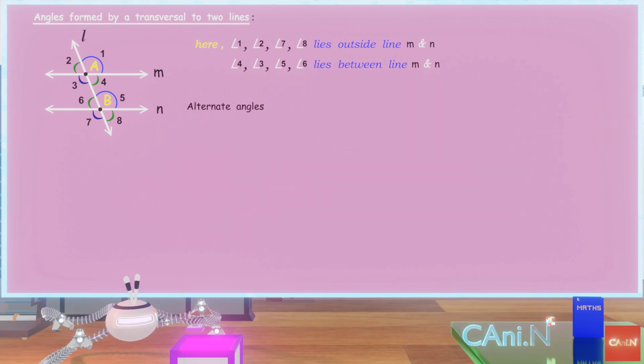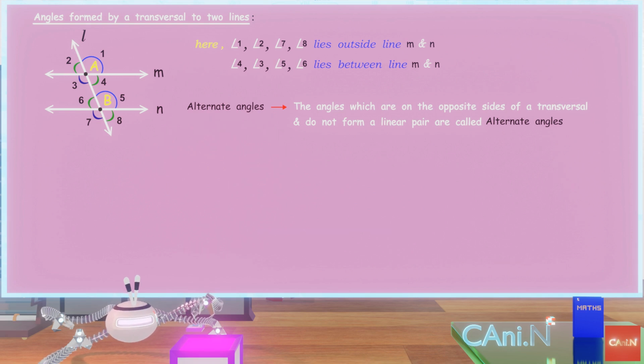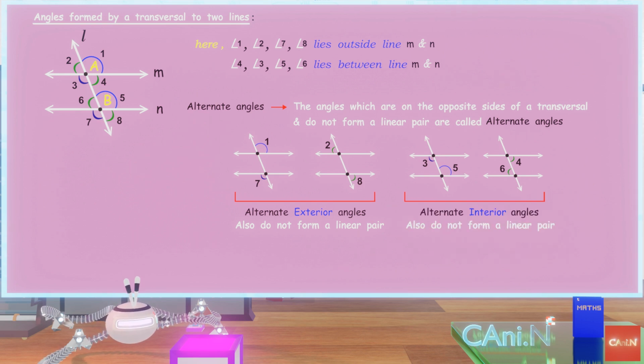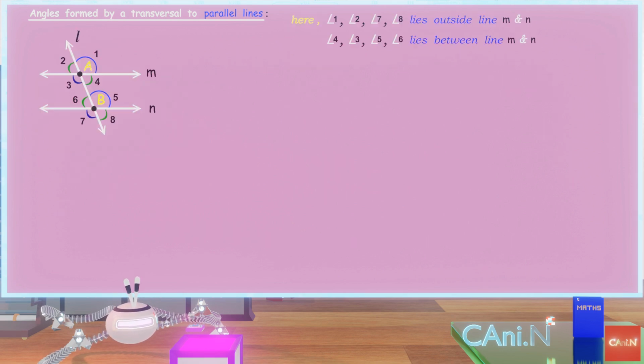Alternate angles. The angles which are on the opposite side of a transversal, and do not form a linear pair, are called alternate angles. This figure represents alternate exterior angles, which also do not form a linear pair. And this figure represents alternate interior angles, which also do not form a linear pair. Angles formed by a transversal to parallel lines.